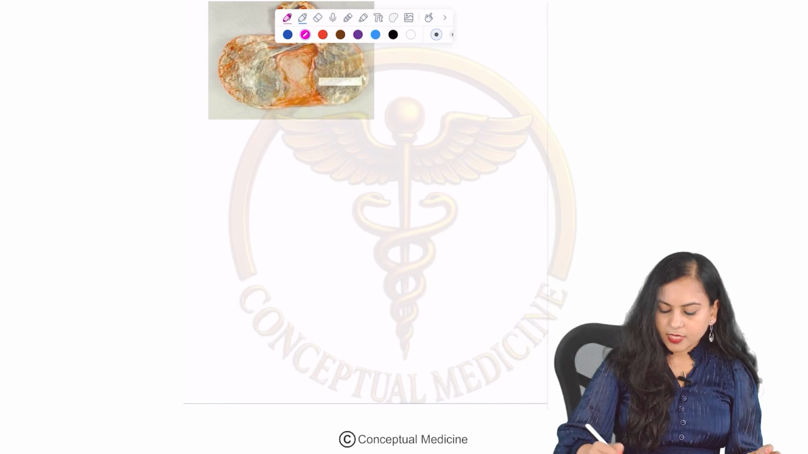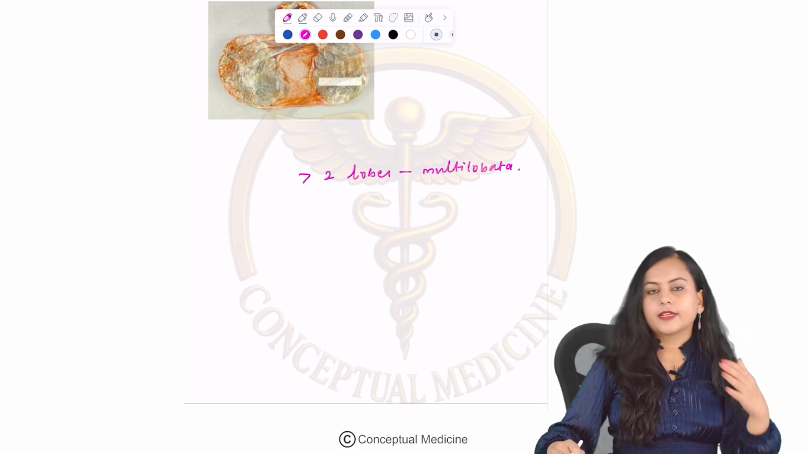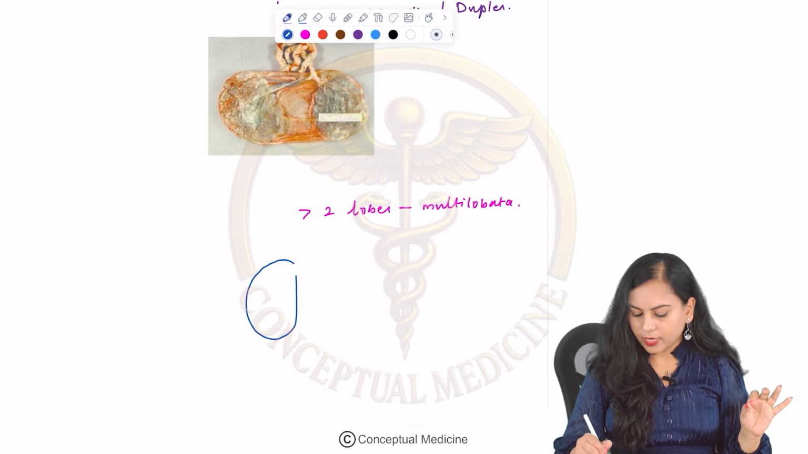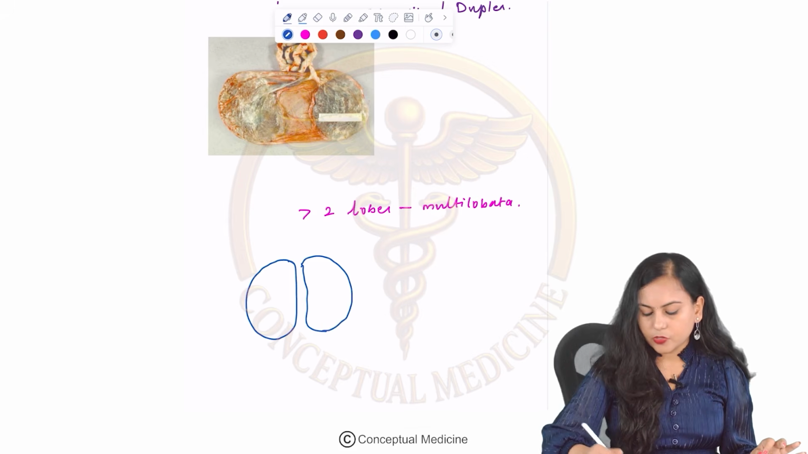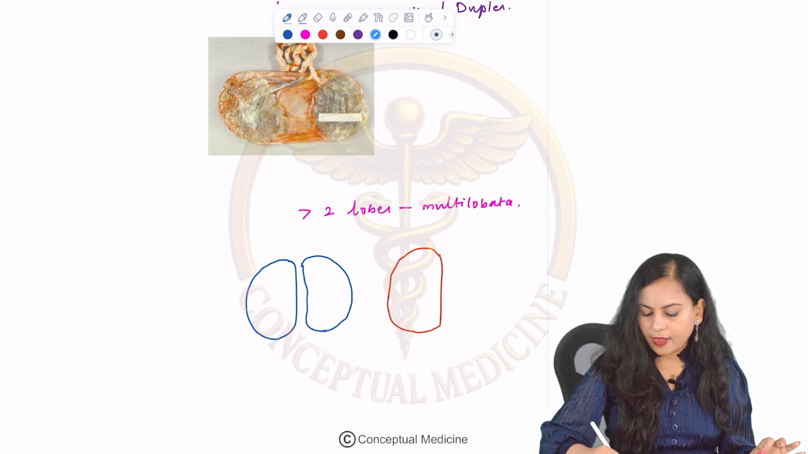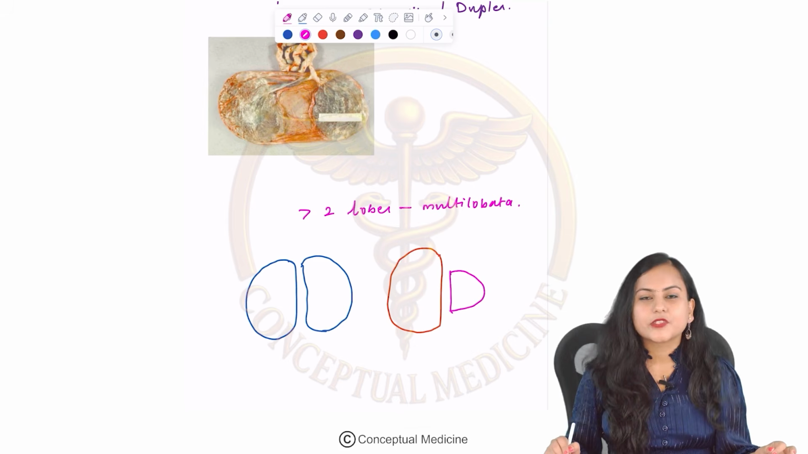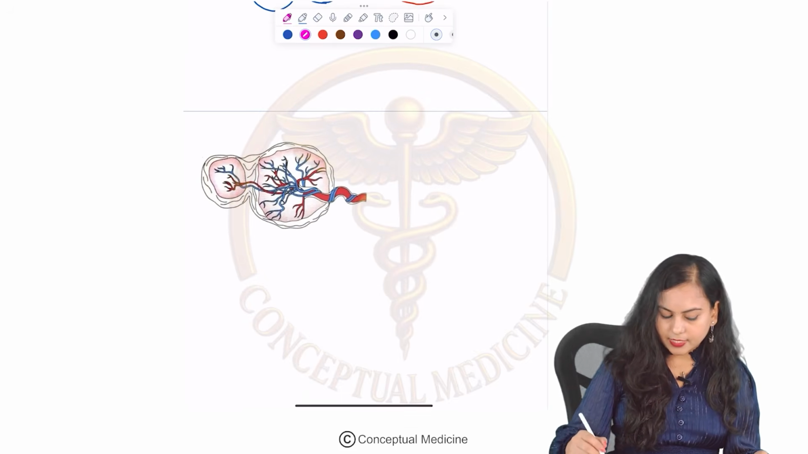If you have more than two lobes, then you will call it placenta multilobata. Clear? What you see here is basically two equal lobes, almost equal, that means placenta bilobata. Suppose you have one big lobe and another small lobe, what do you call it? Yes, it is going to be placenta succenturiata. Very good. So this is your placenta succenturiata.